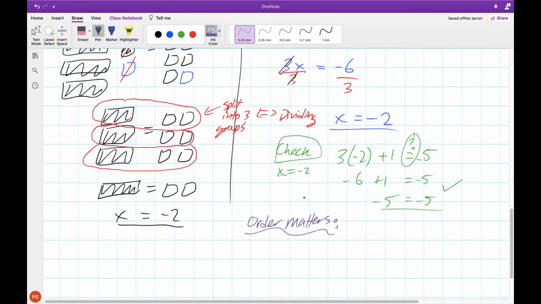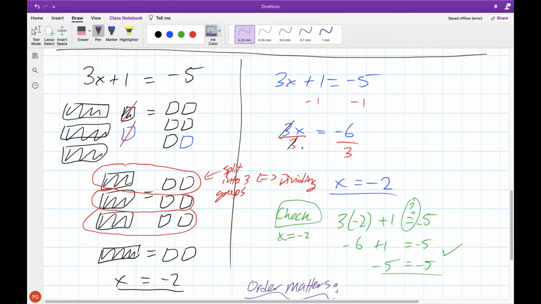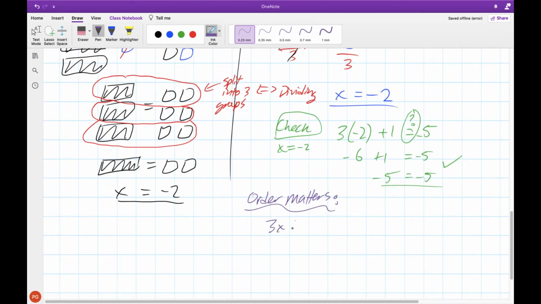I also wanted to quickly mention that in these questions, the order that you do it really does matter. In this case, we subtracted 1 and then divided by 3. If we did it the other way around, if we started with 3x plus 1 equals -5, and we divided both sides by 3, notice that we would be dividing this and this. We have to divide everything on one side and everything on the other side. And if we started like this, it wouldn't always just cancel out. We wouldn't just be left with an x, because we have to divide this 1 by 3 as well.